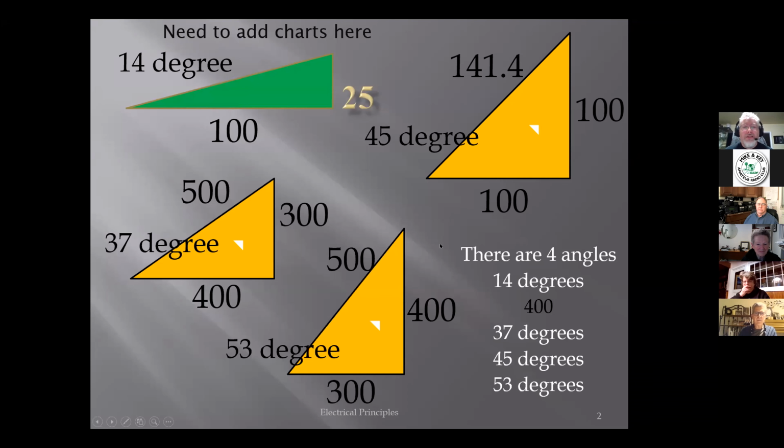You see the upper left triangle, 14 degrees. In this case, you go 1,000 horizontally and then 250 up. This triangle will be reversed. We'll see that in one of the later slides.